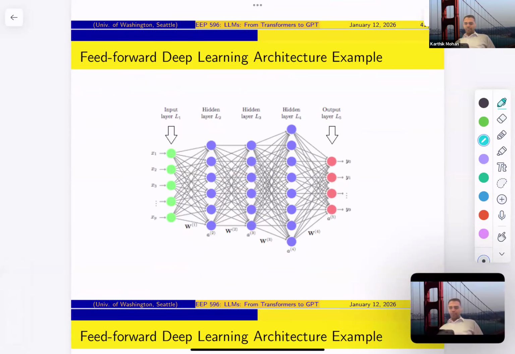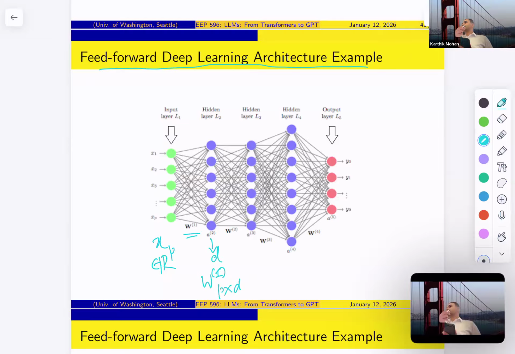All right, so feed-forward deep learning architecture. We have an input X, which is in P dimensions. Then we have a weight matrix. Instead of a weight vector like we saw with logistic regression, we have a weight matrix between layers, and it goes from the input dimension to the next dimension. Let's say this is in D dimensions. So W1 would be P by D, because it takes a P-dimensional input and transforms it into a D-dimensional output. There are activation functions at every neuron, and you go through all the layers and then you get the output. If it's a classification, the output is a probability distribution across classes. Here we have 10 classes, so you'd have a probability distribution across 10 classes.